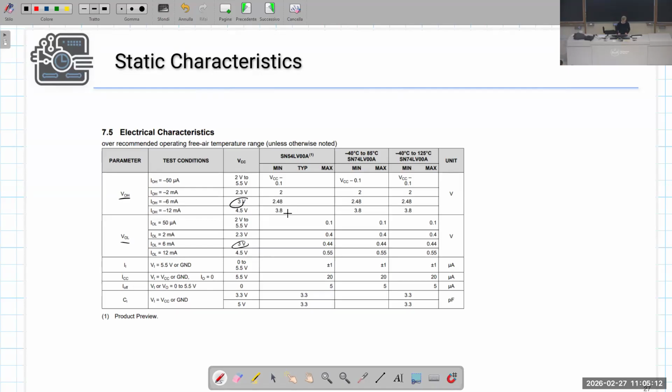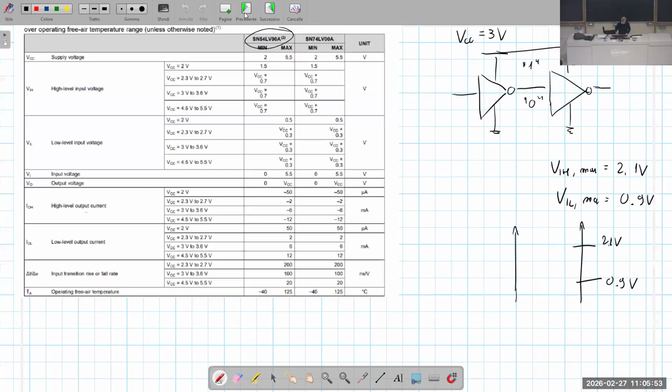So if we put ourselves in the best case, VOH will be 3 volt and VOL will be 0 volt. If we want to consider even the case in which we have a current drawn by the gate, we assume that the output current is less than -6 milliamp at the high level and less than +6 milliamp at the low level. If we ensure these conditions, we can assume that VOH is 2.48 volt.